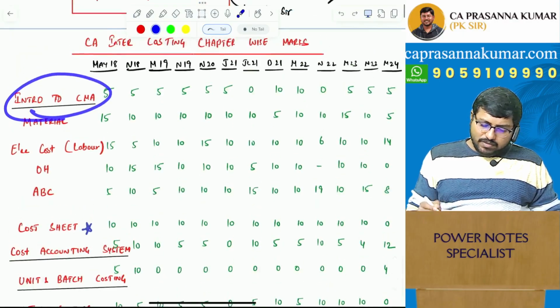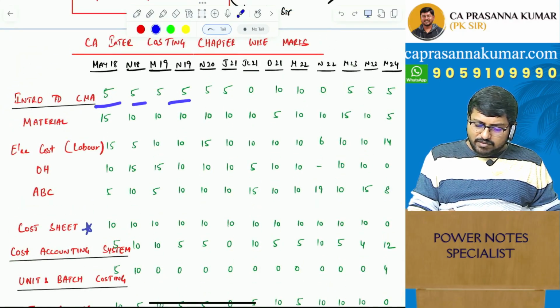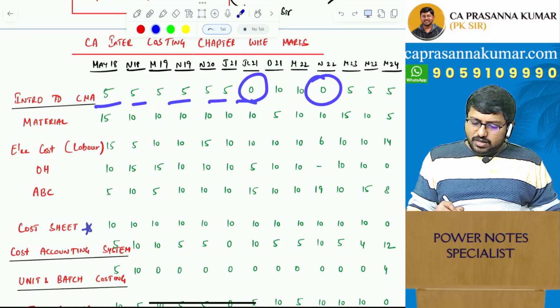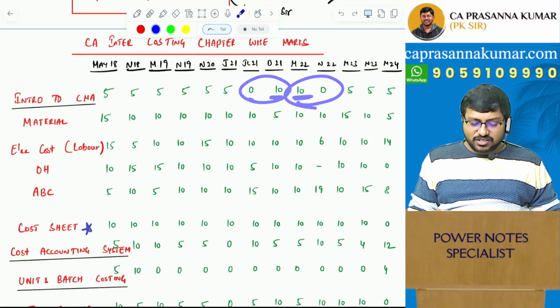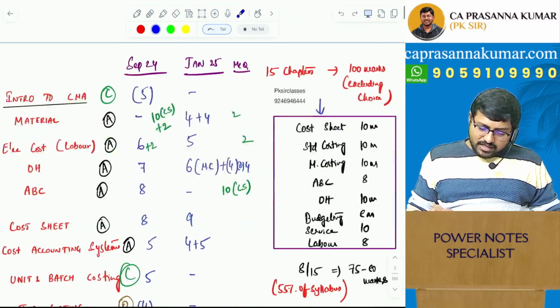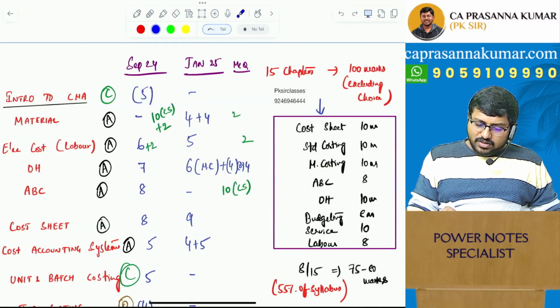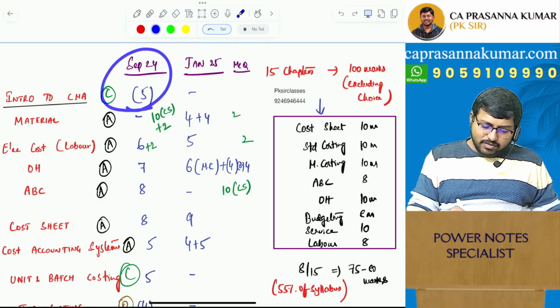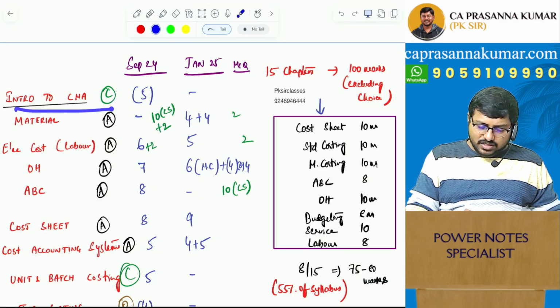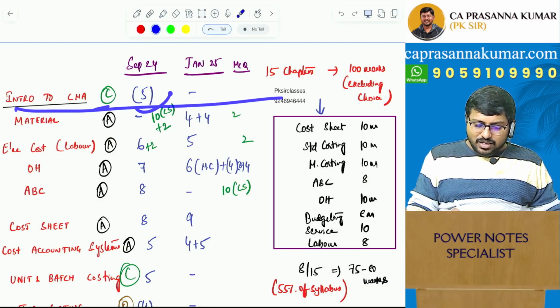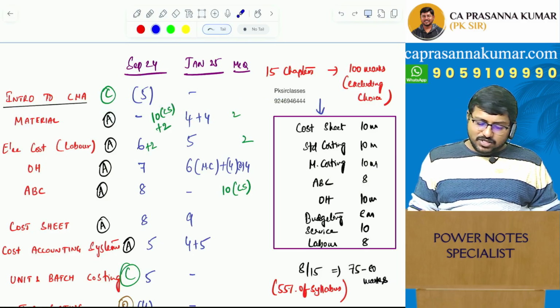You have Intro to CMA. If you can see, on an average it's coming for 5 marks. There are 2 attempts where no question has been asked, and it is immediately backed by 10 marks. So they wanted to compensate it, on an average 5. In the last 2 attempts also, in the recent attempt, nope. And in September 24, where I've written something in green, it means that mostly it's an MCQ. So in that case, this comes under C category.